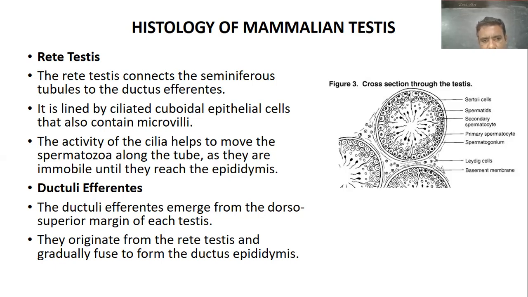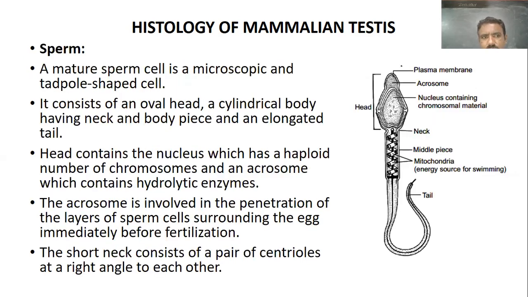Ductuli efferentis emerge from the dorsosuperior margin of each testis. They originate from the rete testis and gradually fuse to form the ductus epididymis. So the rete testis connects to the ductus efferentis, and these ductus efferentis once again fuse to form the ductus epididymis.